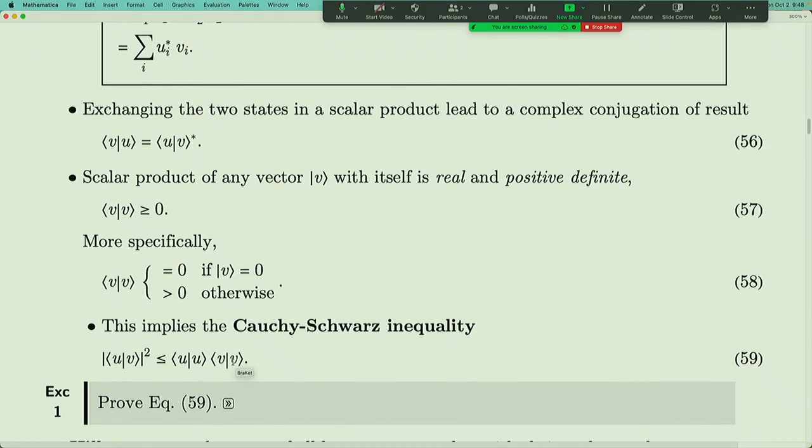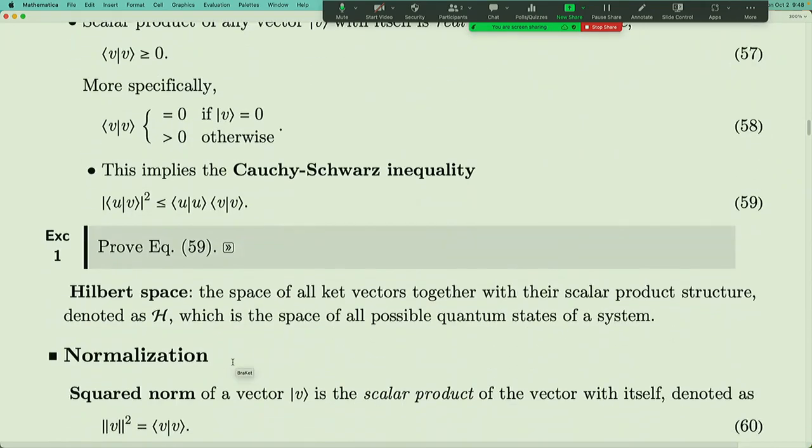And then this simple fact implies an inequality: the scalar product between two vectors, if you take the absolute value squared, will always be less than or equal to the scalar product of each vector with itself, multiplied together. If you want to see its proof, I'm not going to prove that. You can go to the Mathematica lecture notes.